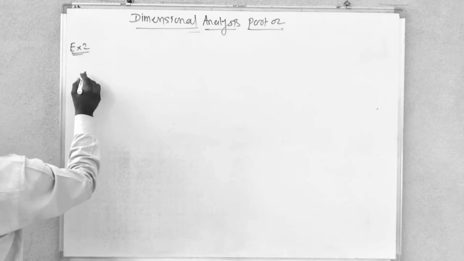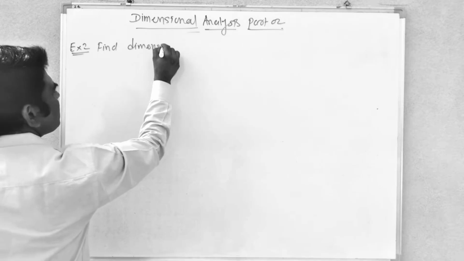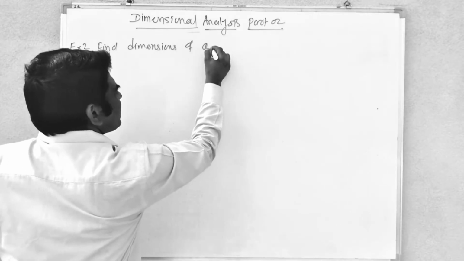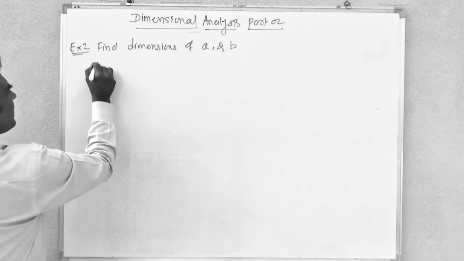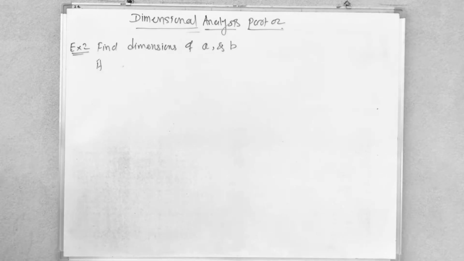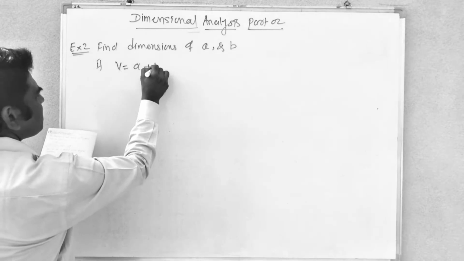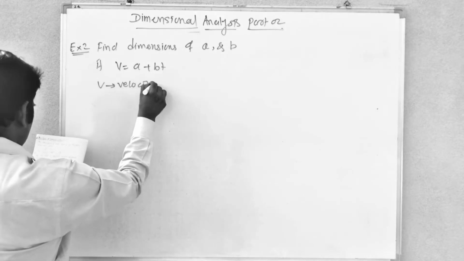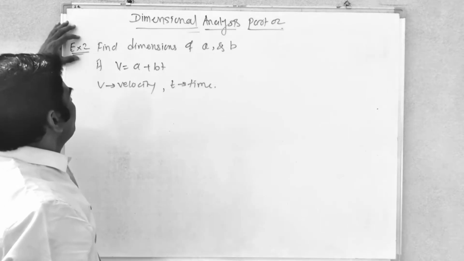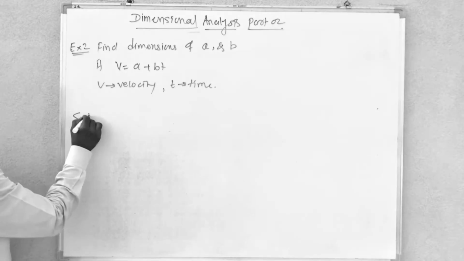Example number 2. Find dimensions of A and B if V is equal to A plus BT, where V is velocity, T is time. How to find? Just like previous.